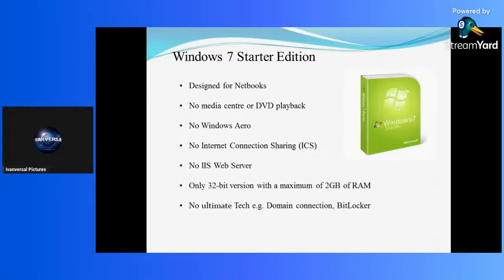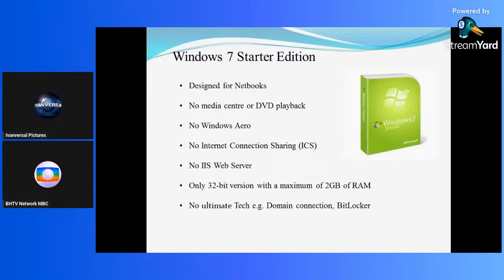There is also no Windows Aero. This is a graphics package. Netbooks tend to use lower-end graphics, so Windows decided there is no reason to have this within the software. There is also no Internet Connection Sharing. Internet Connection Sharing is basically a single machine that is connected to the Internet, and various machines connect through that machine to access the Internet. There is also no IIS web server, and there is only a 32-bit version with a maximum of 2 GB of RAM. There is no Ultimate tech with this version, e.g. domain connections and BitLocker.